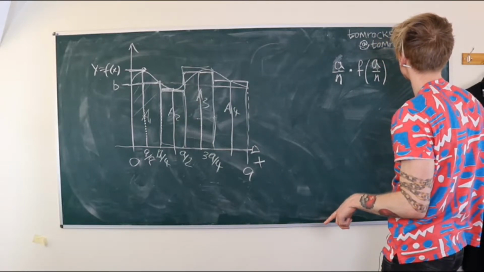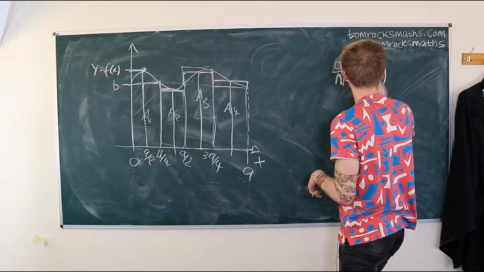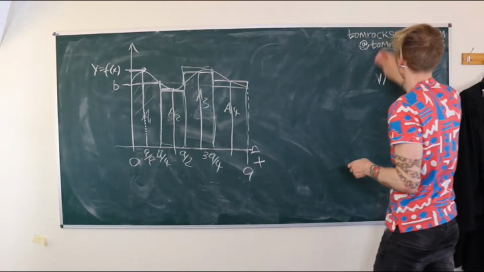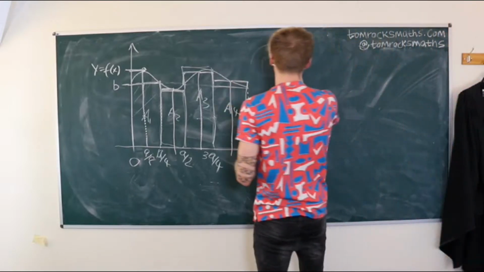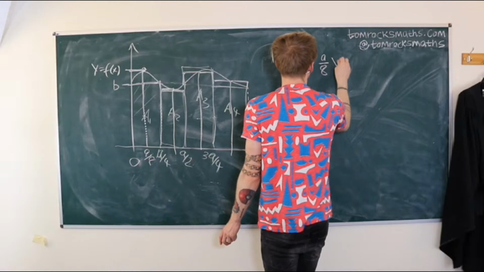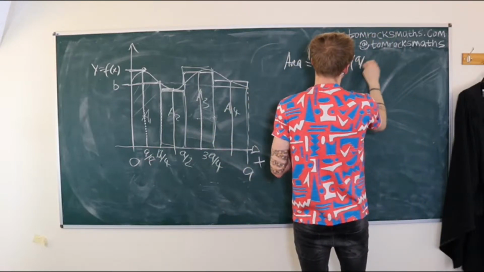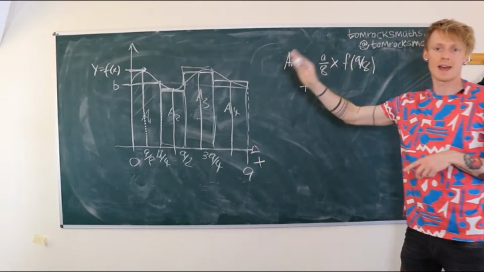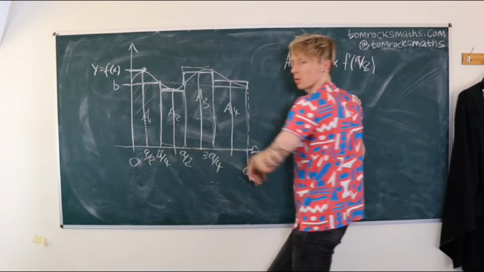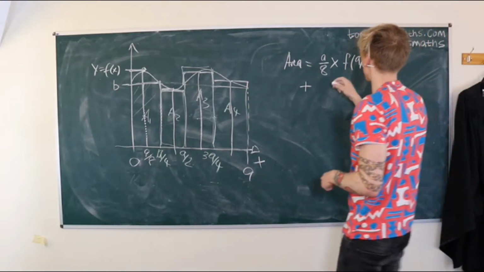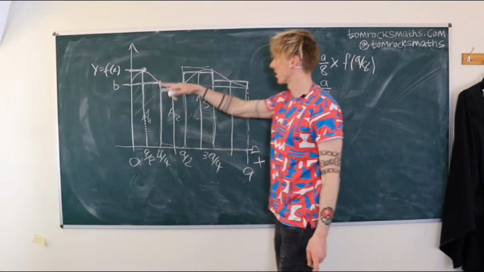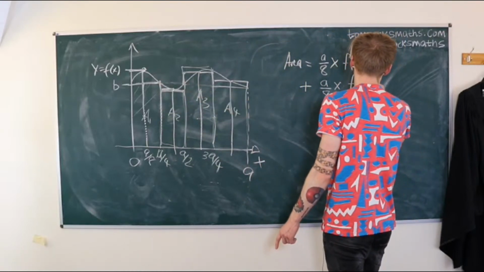Let me just think about how I want to do this. I'm going to rewrite this out, make it clear. So what we've got is the area of the first one is equal to 0 to A over 8. So that's A over 8 times the height, which is f at A over 8. And then we add on the area of the second rectangle. That's going to be between A over 8 and A over 4. So 1/4 minus 1/8 gives us 1/8. So this now gives us A over 8 as the width, and the height is f at A over 4.